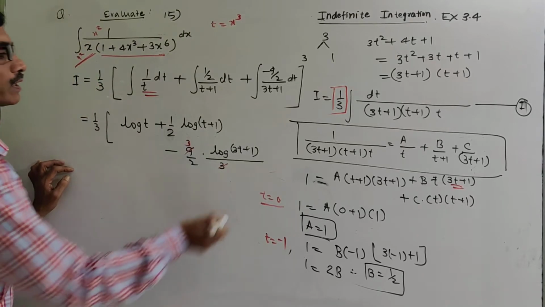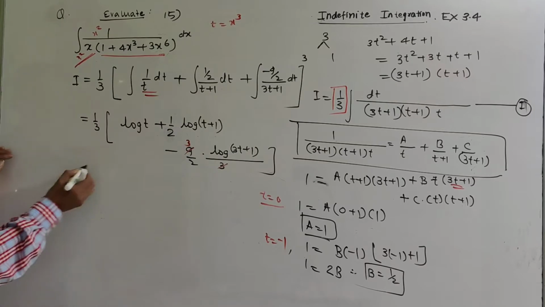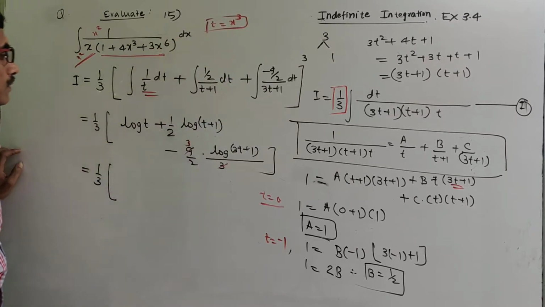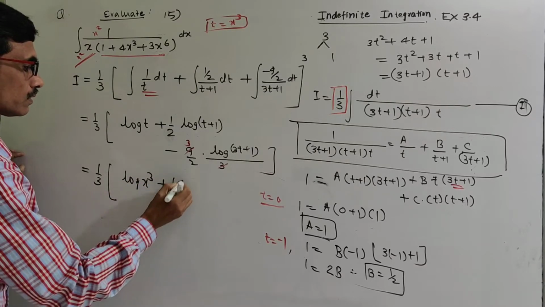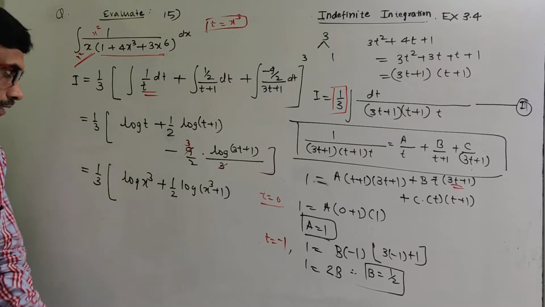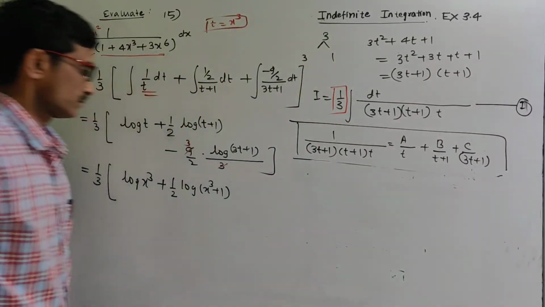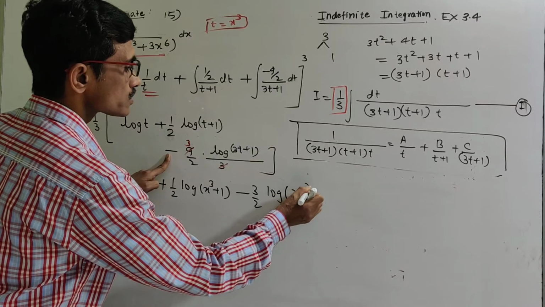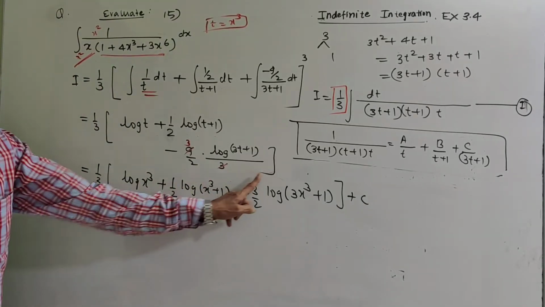It is 3 over here multiplied by, see, 9 by 2 and this 3 will get cancelled, so it is 1 by 3 log of t, t is x cube, so log of x cube, 1 by 2 log of x cube plus 1 and minus 3 by 2 log of 3x cube plus 1 plus c.